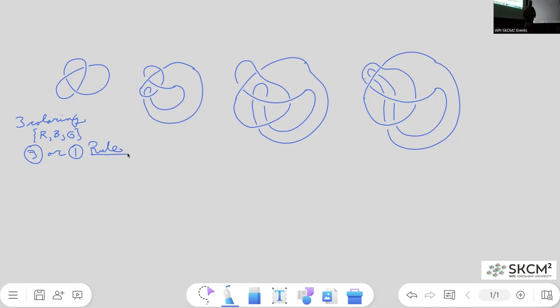What that rule means is that you're coloring the edges of the diagram with an X and a Y and a Z that are in R, B, and G. And you must see that X, Y, and Z together form three colors or just one color. That's the rule for coloring the diagram. So then you can ask, can I color a given diagram? In the case of a simple trefoil diagram, we're coloring the arcs in the diagram.